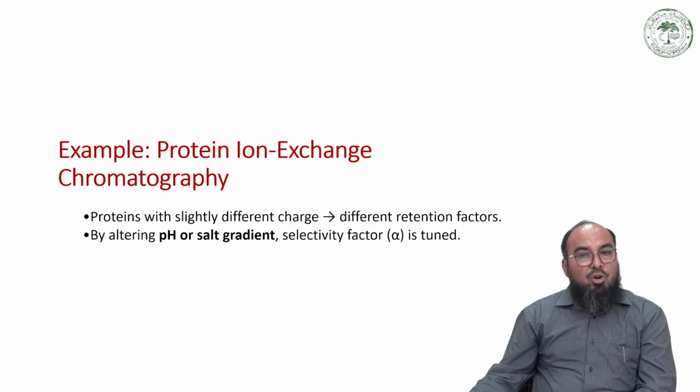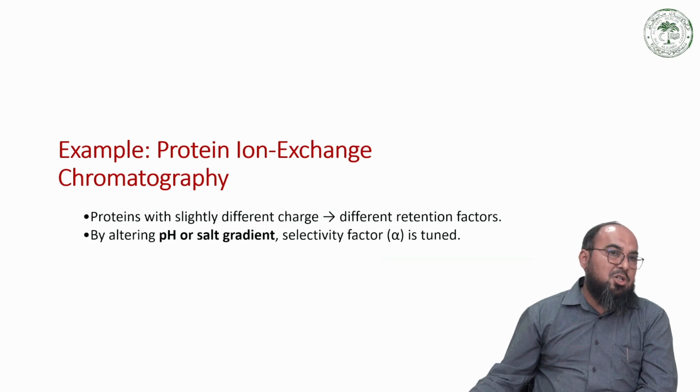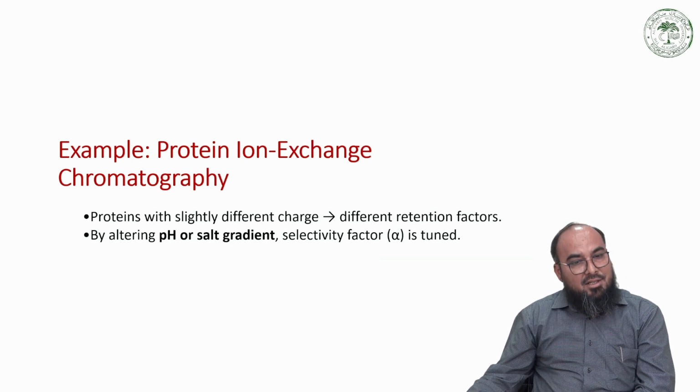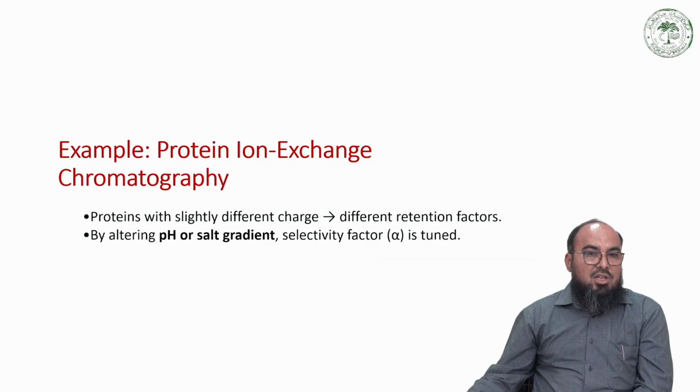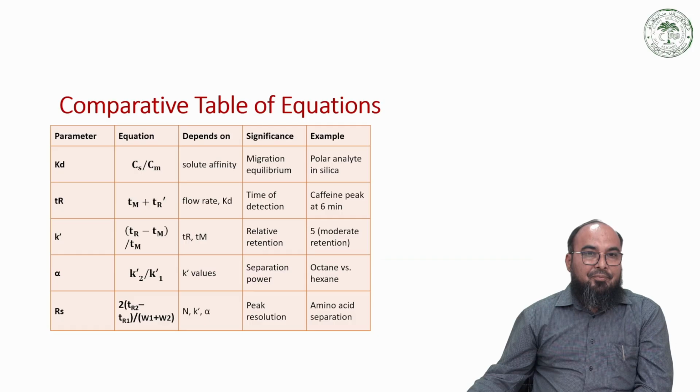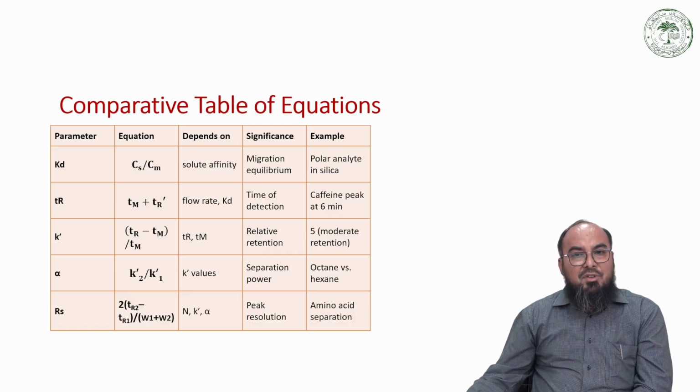Now another example is protein ion exchange chromatography. Here the proteins have different charges, and because of the different charges they have different retention times, as they migrate at different rates. By altering the pH or the salt gradient, it can be tuned, because you induce certain parameters, and certain factors of positive and negative charge come into play. The positive will attract the negative, and because of that the selectivity factor can be changed or fine tuned. Now let us summarize the various equations which we have derived.